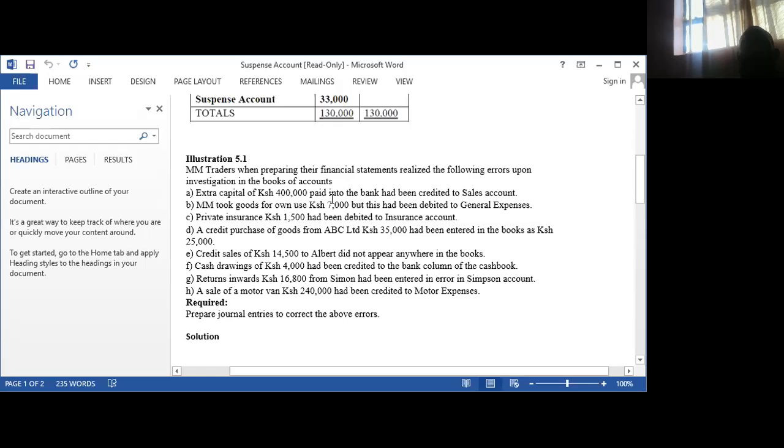So your task is very simple. Remove 400,000 from sales because it has excess. Put it on the credit side of capital, 400,000, because it has less, and you have done your work. That is how they did it here.